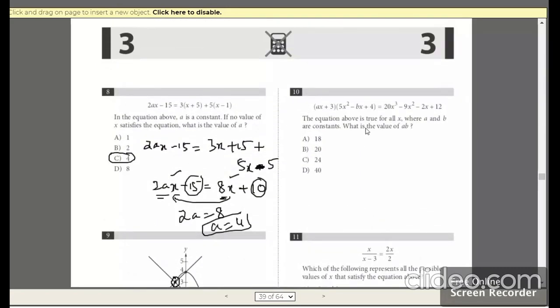10th question, again an expression that we have, a cubic polynomial. Similarly with this one, what we have to do is just multiply it with the binomial and equate it to get the value of a and b. When we expand and multiply, this a is multiplying to each term of the expression, so we get 5ax cubed minus abx squared plus 4ax plus 5 times 3 is 15x squared minus 3bx and 3 times 4 is 12. Remember, we need to work it out and get ab.